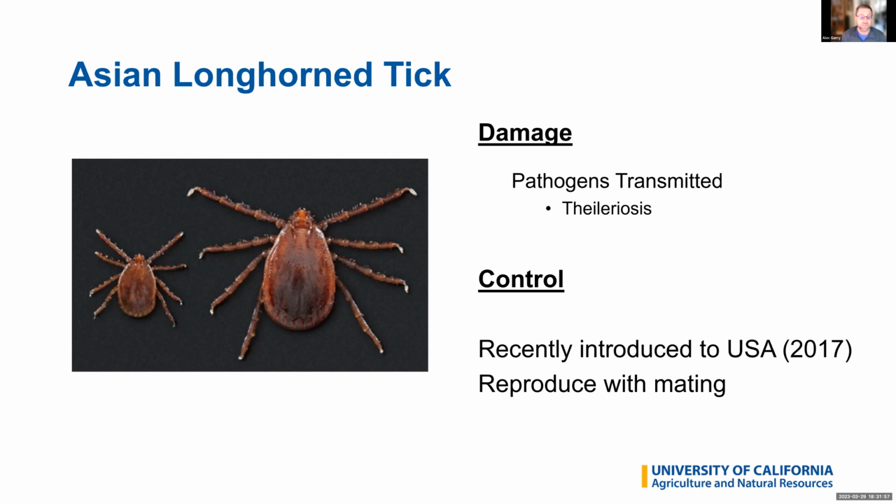That makes it very difficult to control this tick, because just one female being moved from one place to another is sufficient to start a new infestation. And that is one of the reasons I suspect that this tick has spread so rapidly in the eastern part of the US.